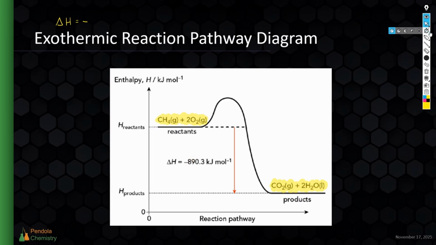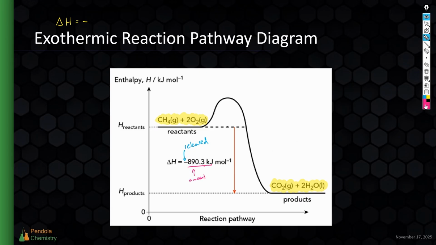So the negative sign tells me it's released. That's why it's an exothermic reaction. The 890.3 is the amount of energy that is released, in kilojoules. So 890.3 kilojoules of energy is the amount of energy released.